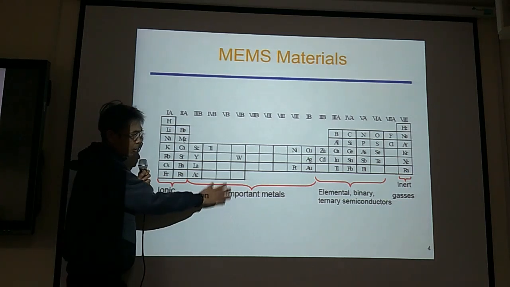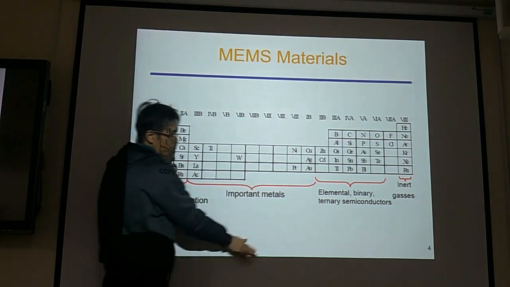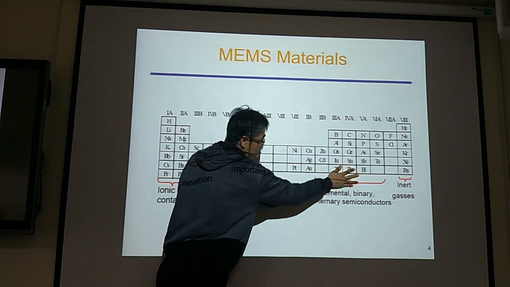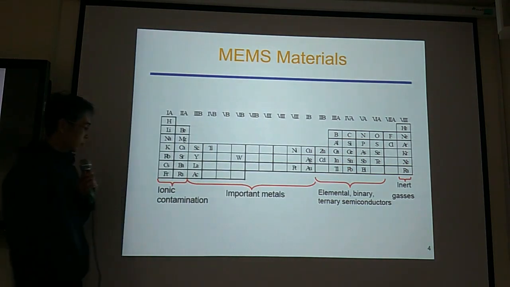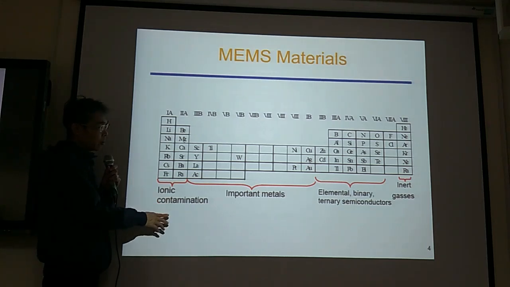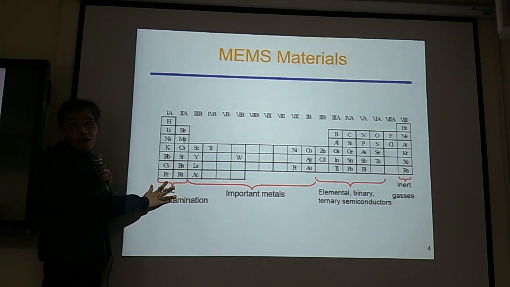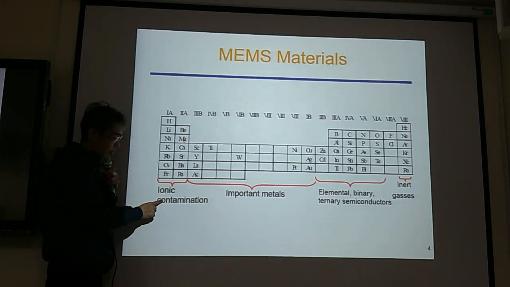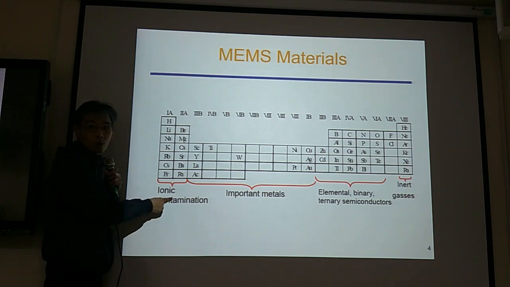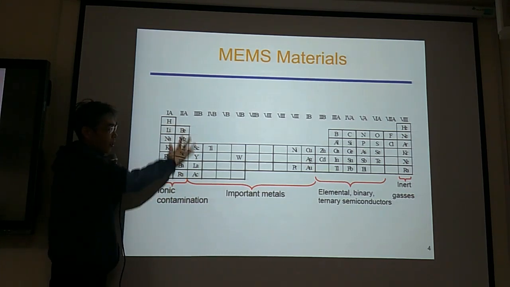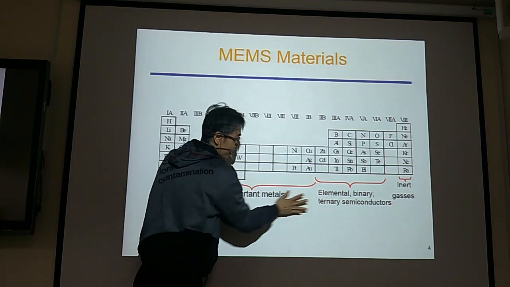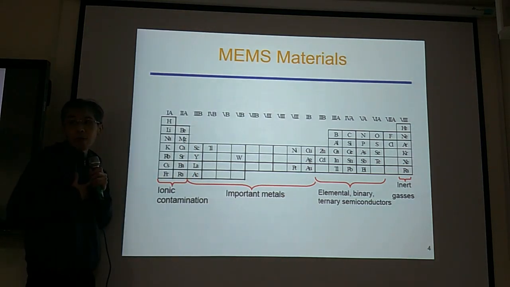So important metals here, and binary, elemental, ternary semiconductors here. And ionic contaminations. These are the materials we don't want because it's contamination. It's going to deteriorate the performance of our MEMS devices. So they are the bad guys. And here are the good guys for the MEMS sensors.